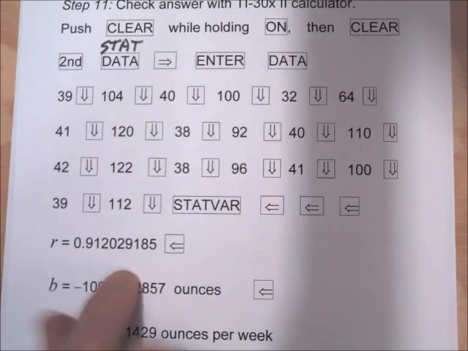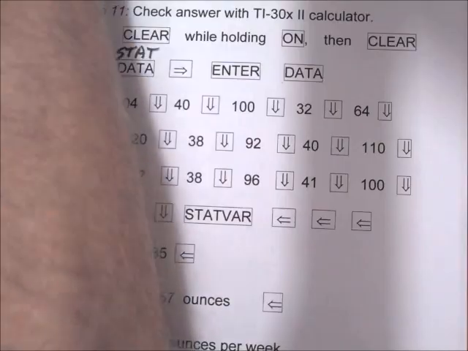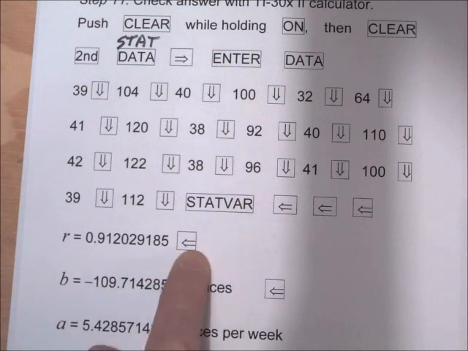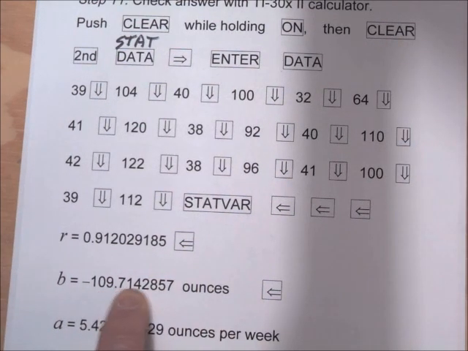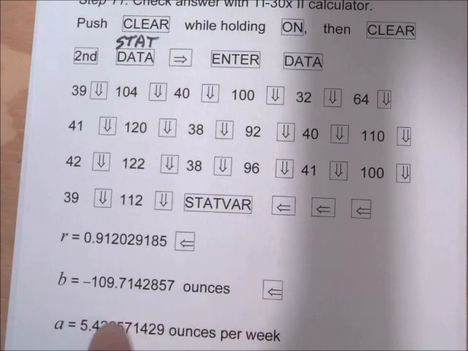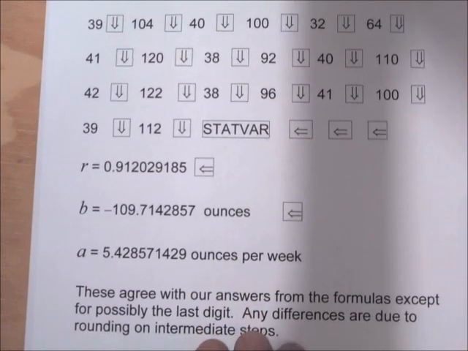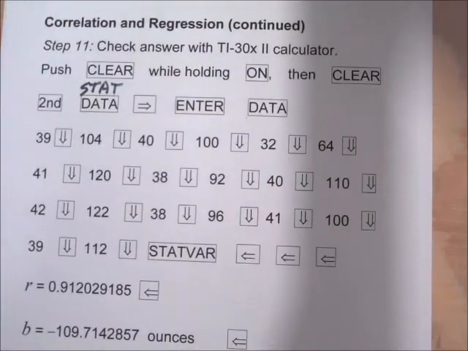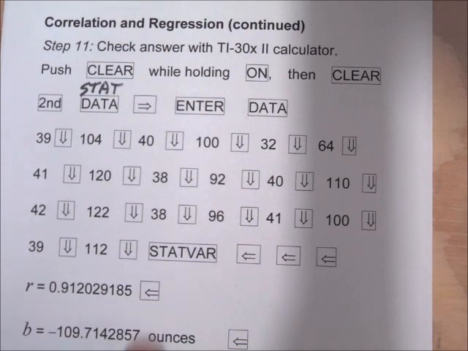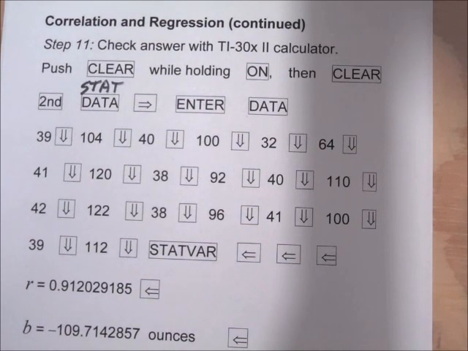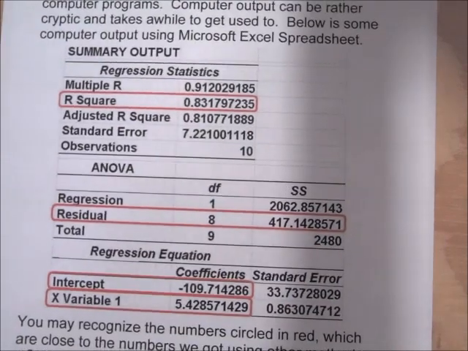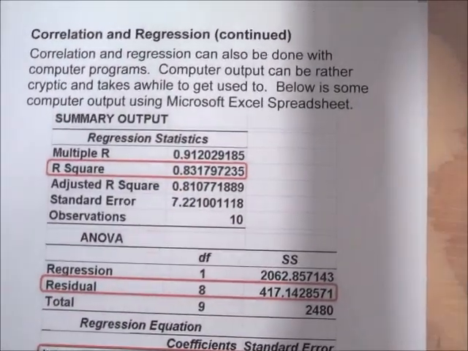0.9 something. Looks like I'm frozen here. Okay. R is 0.9 something, and then push the left arrow again, you get the y-intercept B, negative 109.7 something. Push the left arrow again, you get A, 5.4 something. So those are pretty close to our answers. Sometimes you might be off by a little bit in the last digit, but they should be pretty close to the answers you get from the formula. It depends on what kind of rounding you do on intermediate steps.